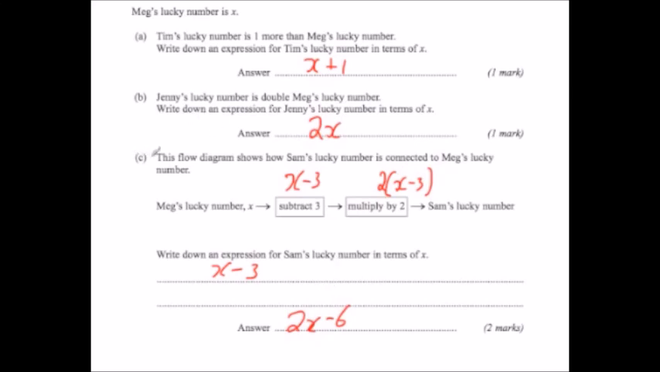So just to recap on part C, Meg's lucky number is x, and it says subtract 3. Well, that was x subtract 3. And then it says multiply by 2. Well, timesing x minus 3 by 2 gives you 2x minus 6. And then that's Sam's lucky number, and that's your 2 marks.